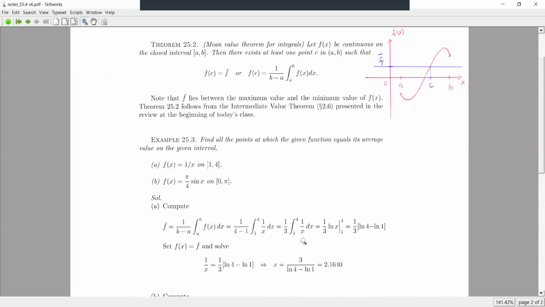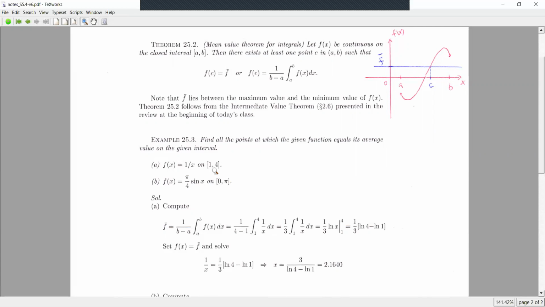Now, we compute this integral by the fundamental theorem. The antiderivative of 1 over x is the natural log. Then plug in upper limit 4 and lower limit 1 in x. Then this number is the average function value over this interval.